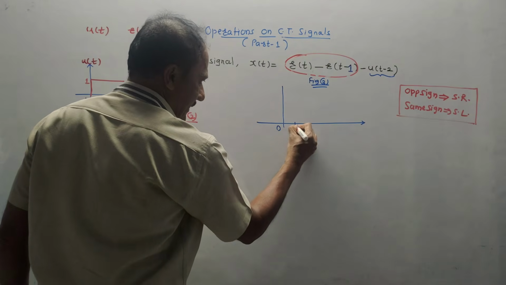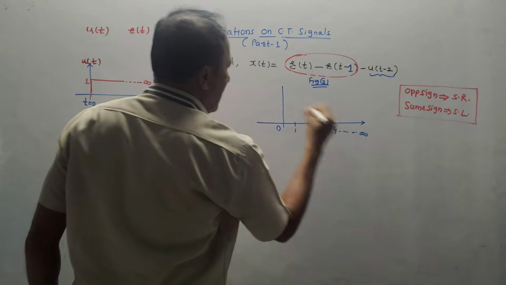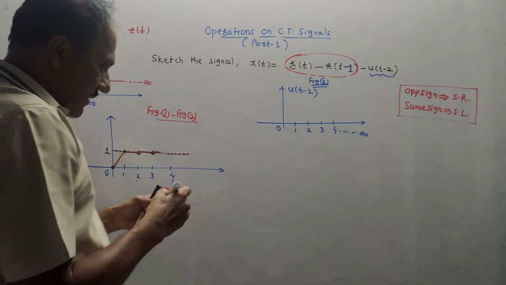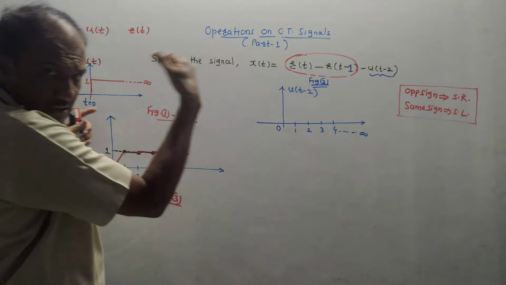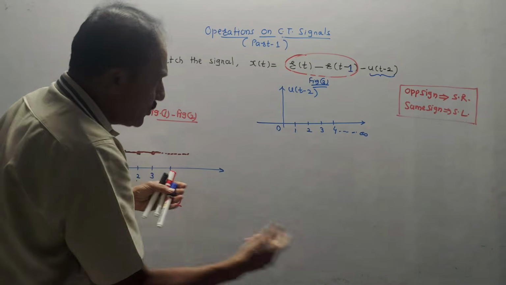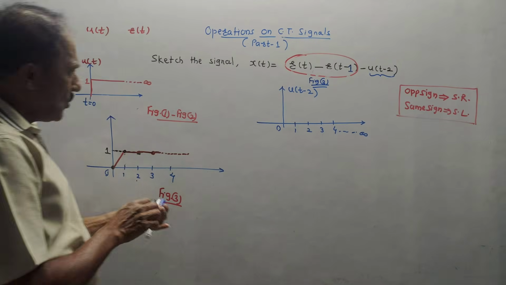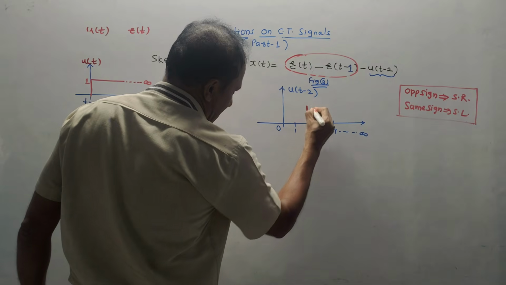First I will mark the reading 0, 1, 2, 3, 4 up to infinity. This is the diagram for u of t minus 2. Now, since I have to shift this diagram right by 2 positions, it will start from 2 because it was starting from 0. So the diagram will be like this.